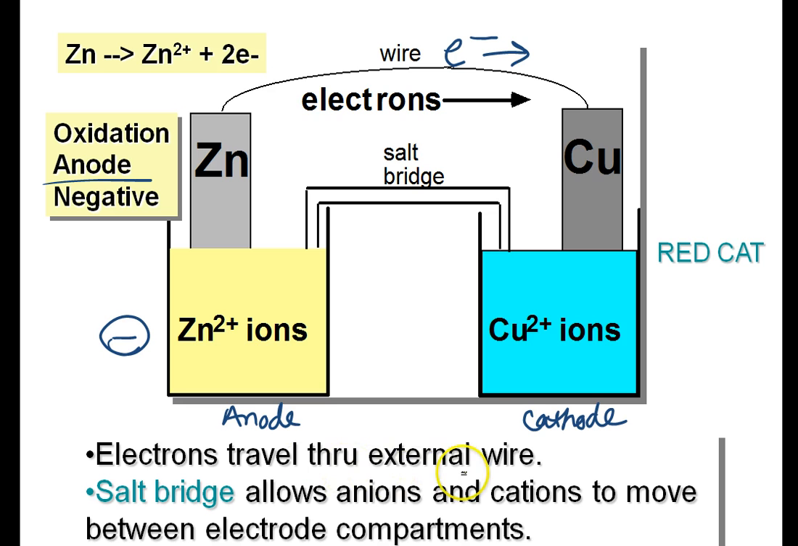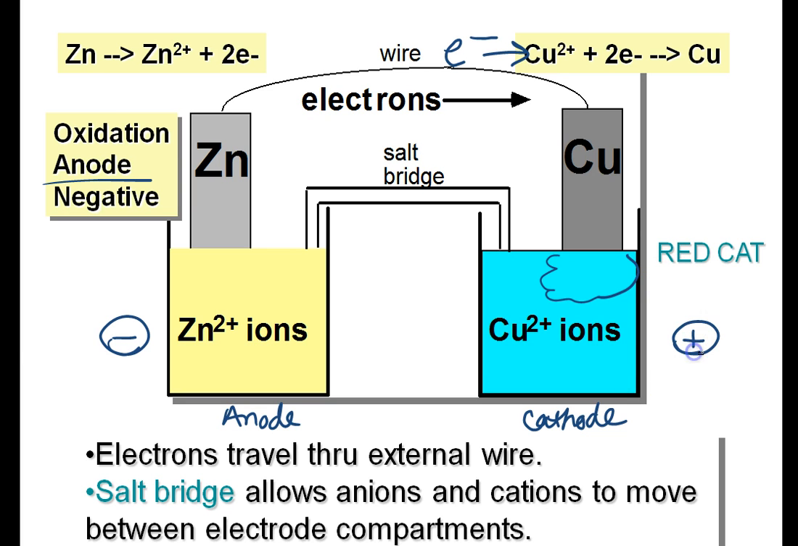The electrons are going to travel through the external wire, and then you also need to make sure you show the U-tube with the salt bridge. Now let's talk a little bit more about the salt bridge in a bit. Over here is the copper. Copper is being reduced, it's taking the electrons to make more copper and plate that out onto your copper metal. This on the cathode end is where reduction is occurring.